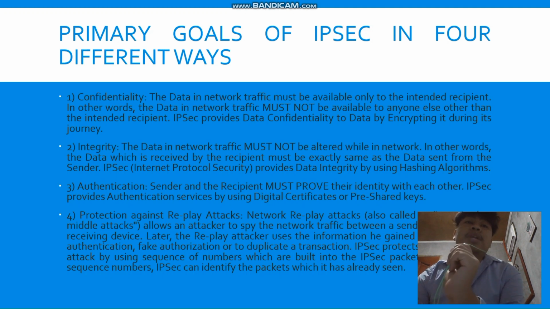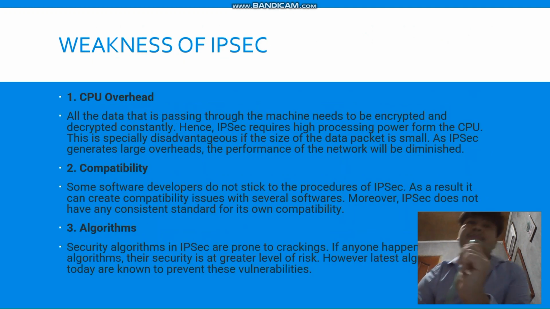4. Protection against replay attacks. A network replay attack, also called a man-in-the-middle attack, allows an attacker to spy on the network traffic between a sending device and a receiving device. Later, the attacker uses the information he gained illegally for fake authentication, fake authorization, or to duplicate a transaction. IPsec protects against replay attacks by using sequence numbers which are built into the IPsec packets. By using the sequence numbers, IPsec can identify the packets which have already been seen.